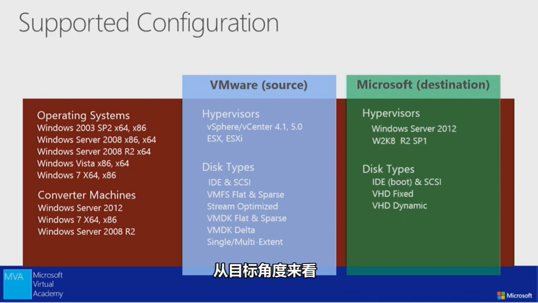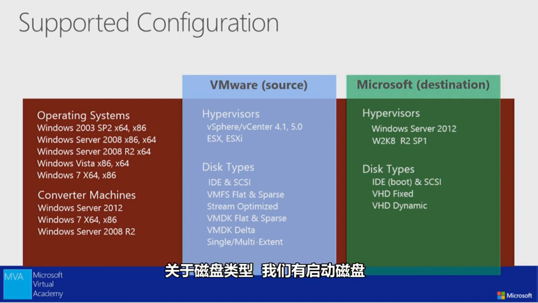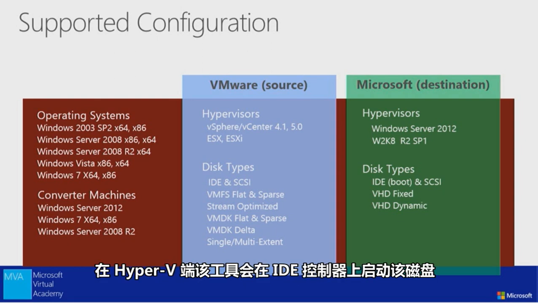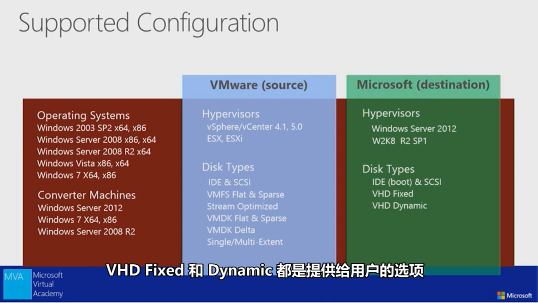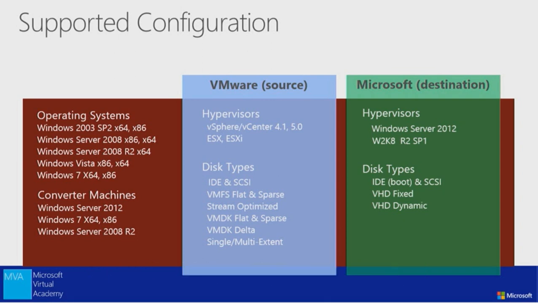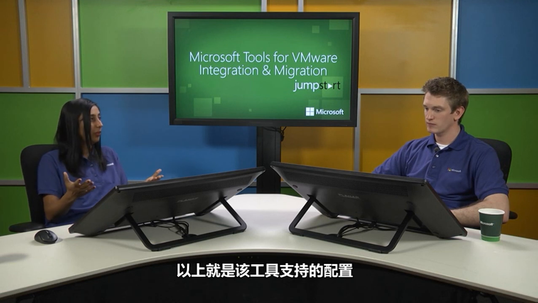From a destination perspective, on Microsoft, we have Server 2012 and Server 2008 R2 SP1 supported. For disk types, we detect the boot disk, and the tool brings it up on the IDE controller on Hyper-V, and if it is a data disk, it's brought up on a SCSI controller. VHD, fixed and dynamic, are both options given to the user. So that's the matrix of what's supported for the tool.